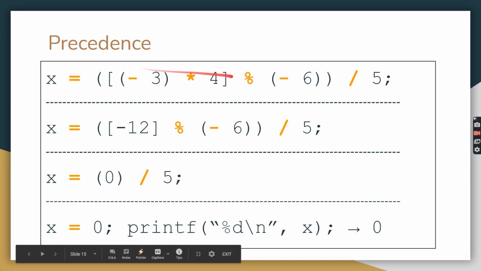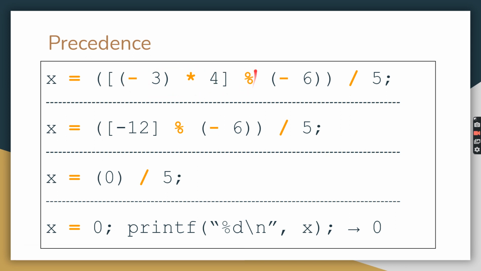So after doing this multiplication here, we're going to see that the result of this multiplication would be one operand to the modulo operator, with the other operand being the minus 6. We'll go ahead and close that in parentheses, and the result of this whole expression would be one operand to the division, with 5 being the other.